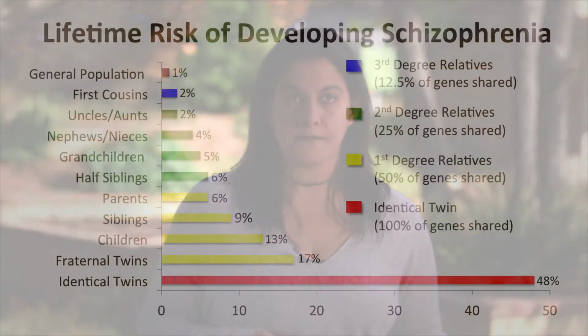Now let's talk about biological vulnerability. Biological vulnerability comes from both genetic and physiological factors. Let's talk about genetics first. A family history of schizophrenia does not necessarily mean children or other relatives will develop the disorder. However, studies have shown that schizophrenia does run in families and can affect multiple members within families.